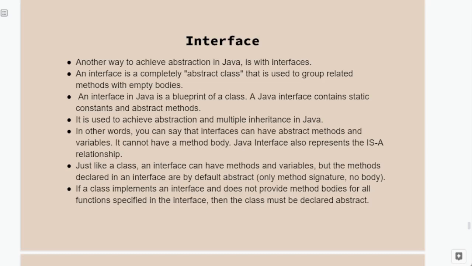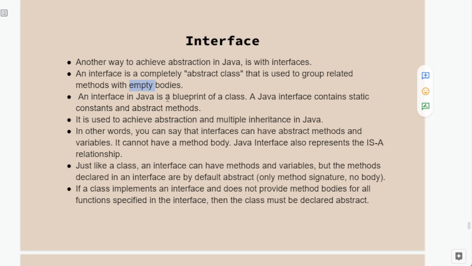So for the second way to implement abstraction, we have here interfaces. It is actually completely an abstract class. Take note, all of the methods in an interface are actually abstract methods. This is a group of related methods with empty bodies. Inside an interface, you cannot create regular methods anymore.